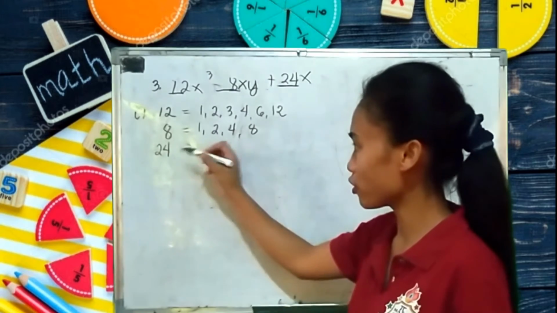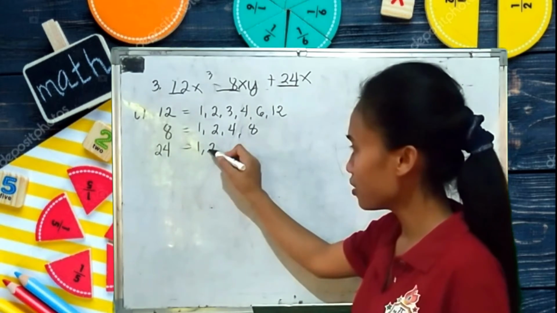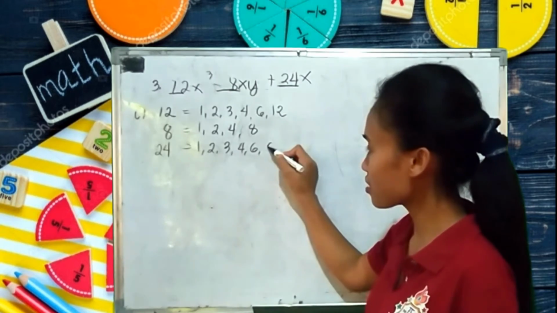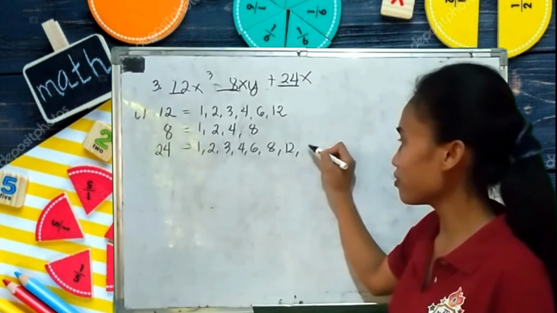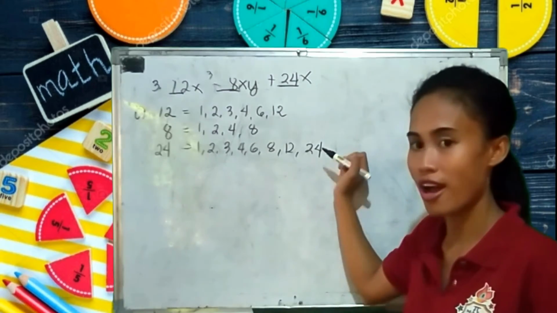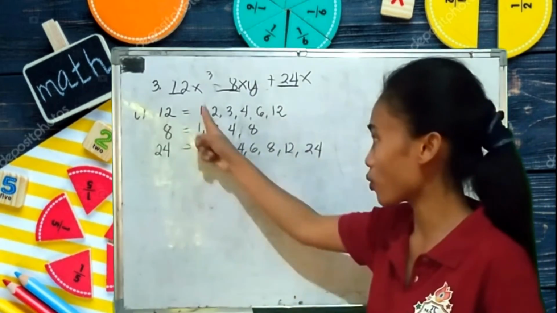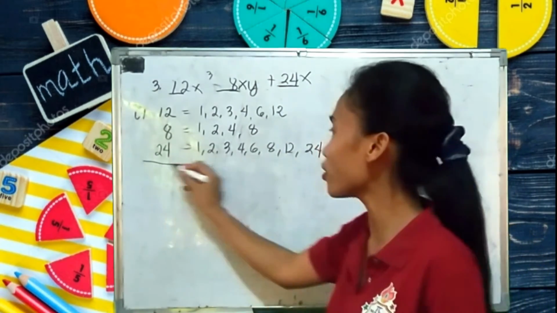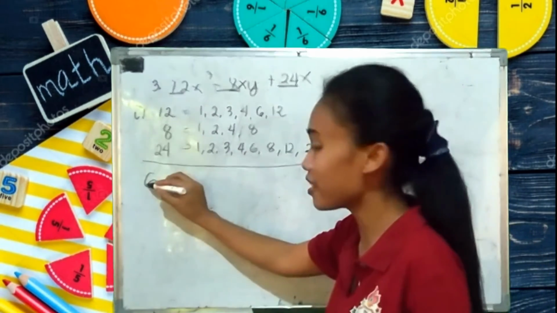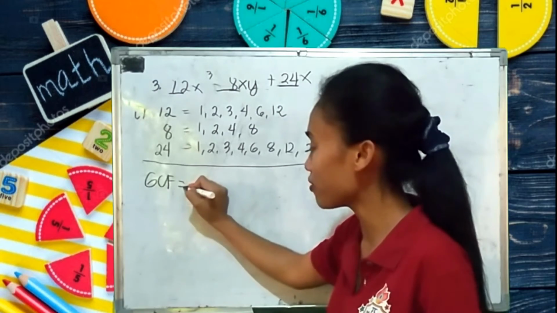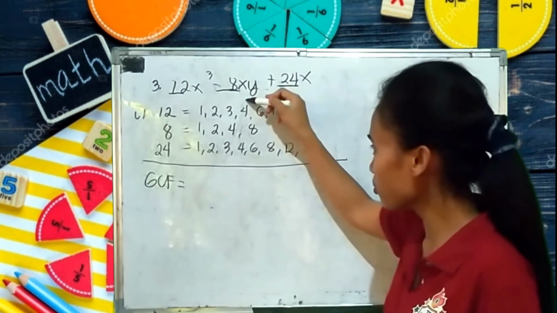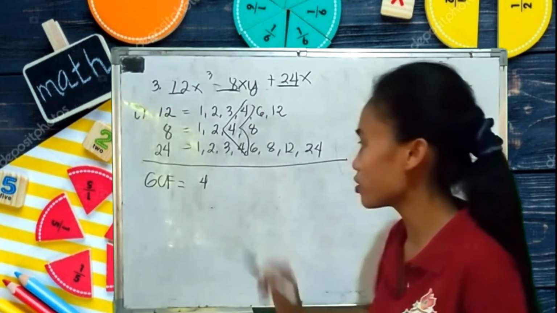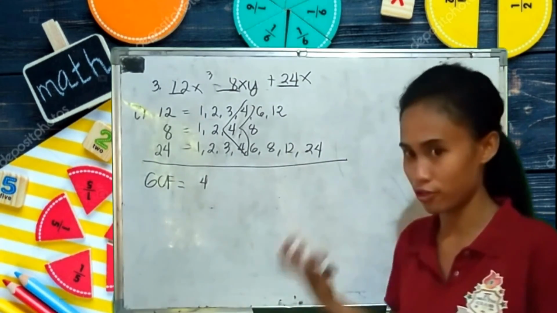Finally, the factors of 24 are 1, 2, 3, 4, 6, 8, 12, and 24. Actually, the common factors are 1, 2, and 4. But in here, we are considering the greatest common monomial factor. And the greatest common monomial factor is 4. So this now is your greatest common monomial factor.